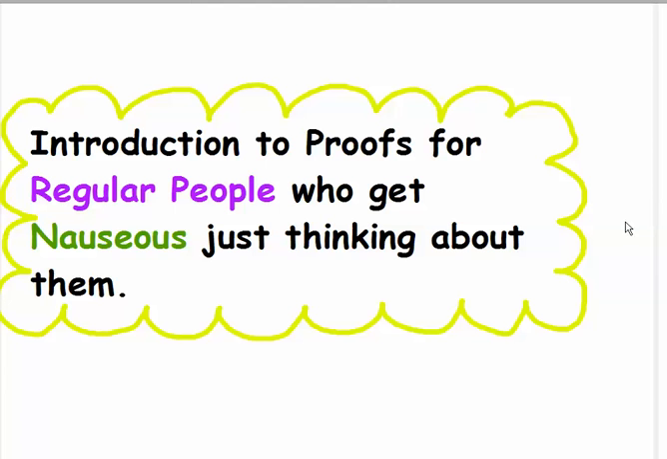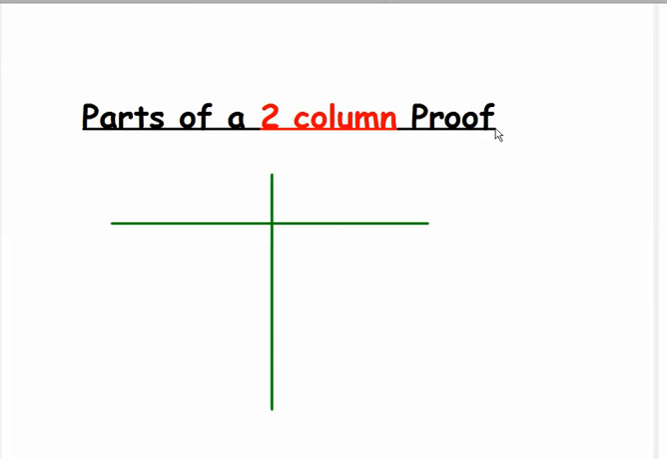Hi, this video is an introduction to proofs for just regular people who get nauseous even thinking about it. First, I want to talk about the parts of a two-column proof. There's other types of proofs, but this is the one most people are familiar with and most teachers give for homework assignments. Two columns means there's a column here and a column here, and then there's multiple rows depending on how long the proof is.